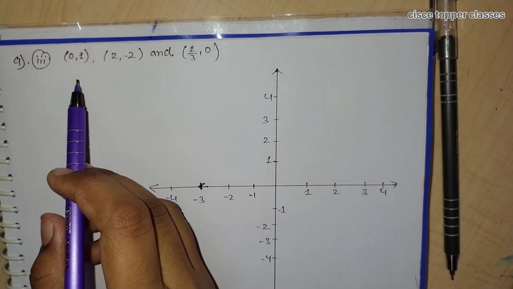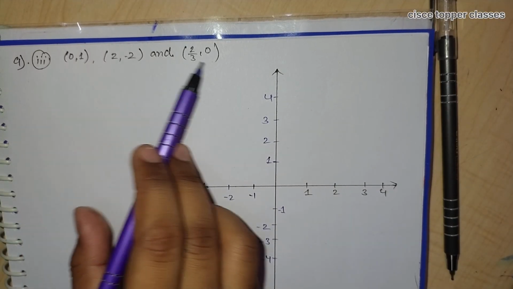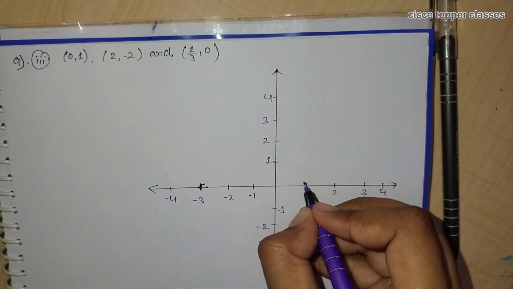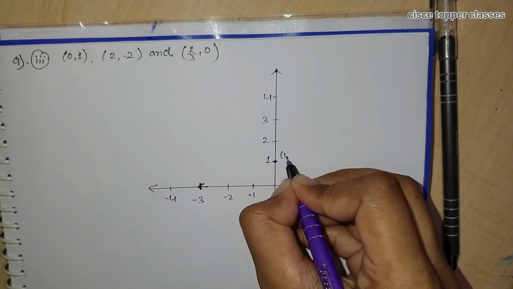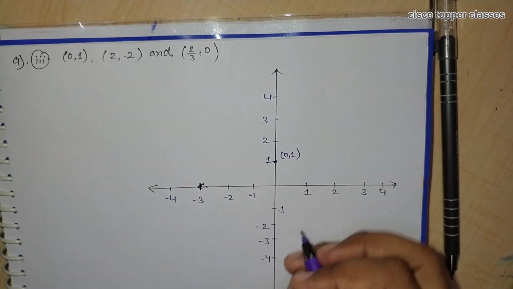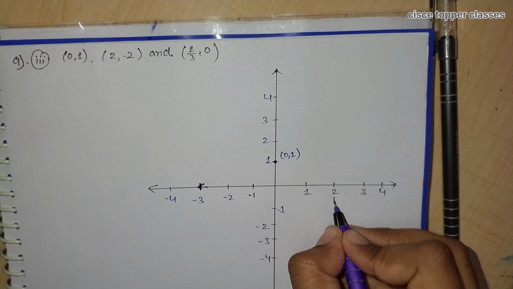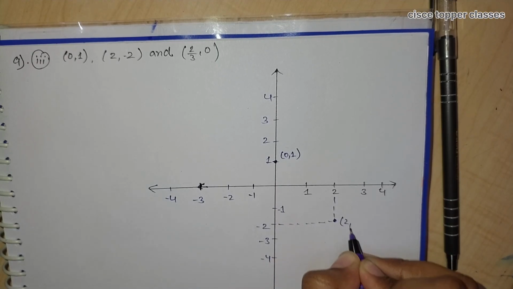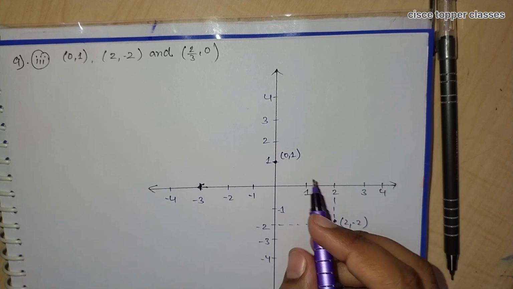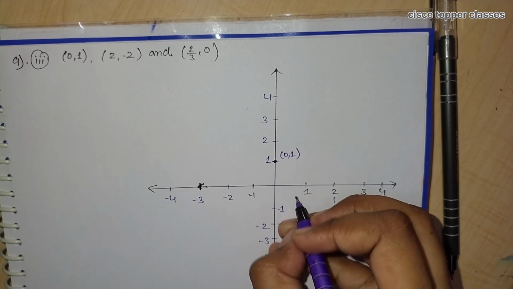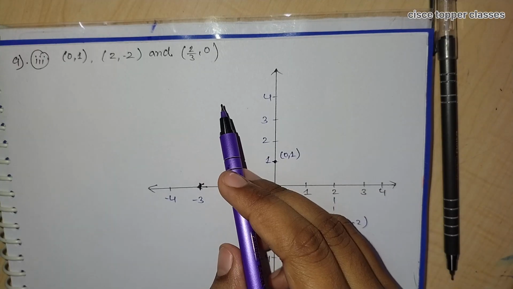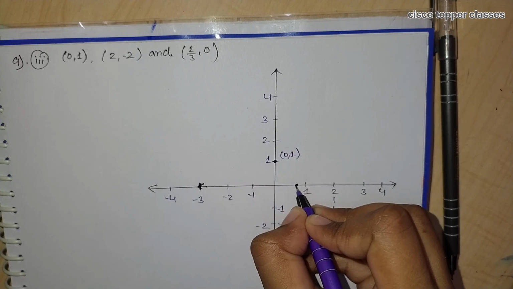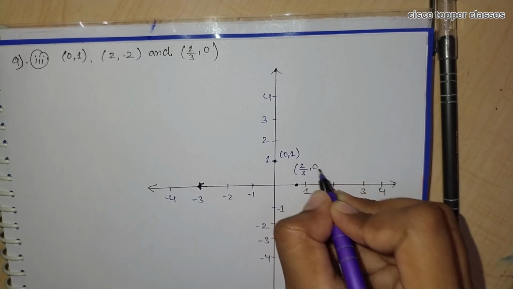Let us solve question number 9 third part. Here also we have to prove whether these points are collinear or not. If we draw point (0, 1), this will be somewhere here. So this is the point (0, 1), and (2, -2) will be here. So this is the point (2, -2), and (2/3, 0) will be somewhere here, because 2 divided by 3 is 0.6. So it will be somewhere here, meaning (2/3, 0) will be here.